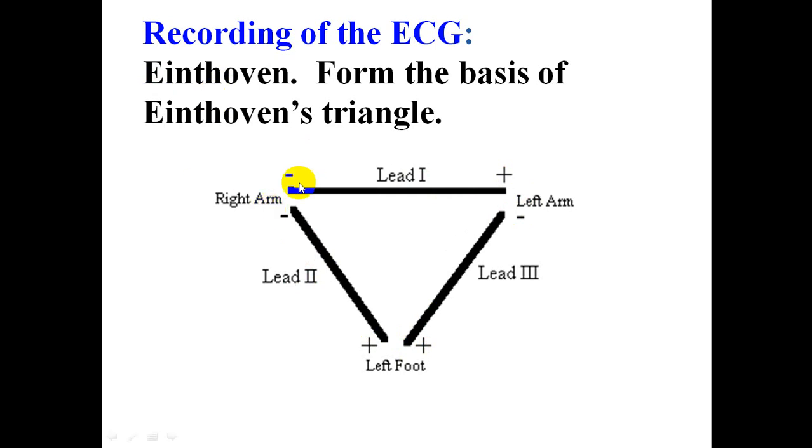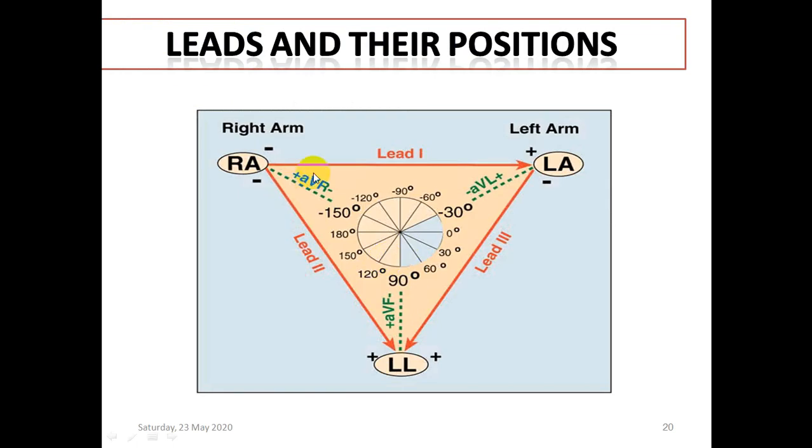So these are the limb leads. Lead 1 records electrical activity between the negative and positive electrodes, from the right arm to the left arm. Right arm to the left leg is lead 2, and left arm to the left leg is lead 3. So this is Einthoven's triangle. These are the directions of the electrical vectors: from the right arm to the left arm is lead 1, right arm to the left leg is lead 2, left arm to the left leg is lead 3.